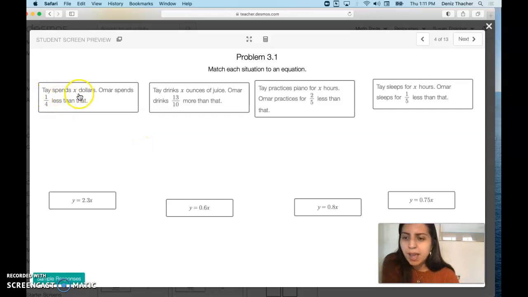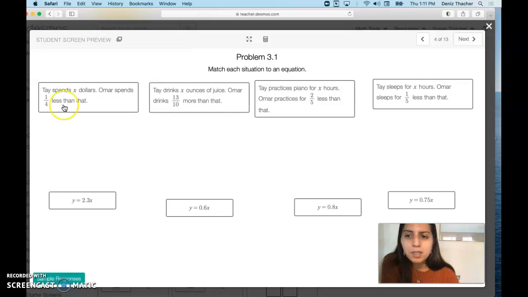Tay spends X dollars. Omar spends 1/4 less than that. One way we can think about this is that Omar spends less, so we're going to be doing some subtraction at some point. Let's change 1/4 into a percent or a decimal. I can do that by dividing 1 by 4. If I divide 1 by 4, I get 0.25, which is the same thing as 25%.